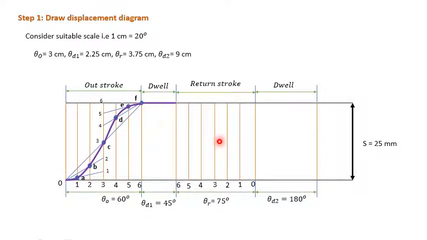Next for dwell, simply draw a horizontal line. So for return stroke, it is by SHM, right? Therefore we have to draw a semicircle, then divide this semicircle into the same equal number of parts, then draw a line from the center of the circle through each number, because we are dividing this semicircle into 6 parts.